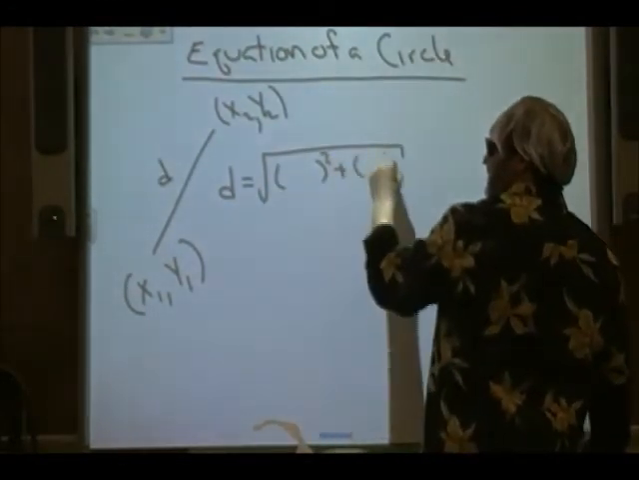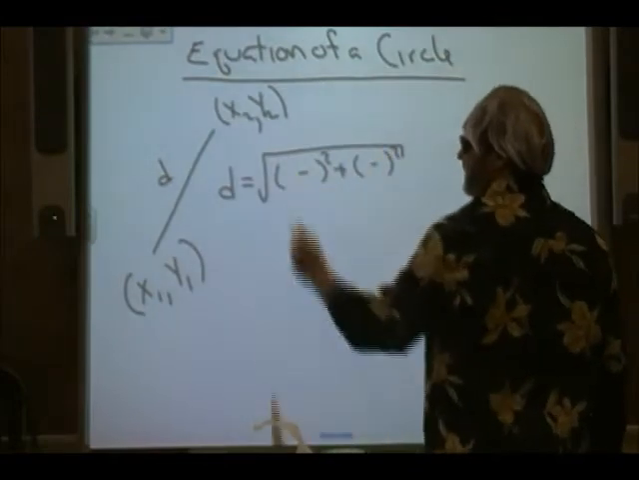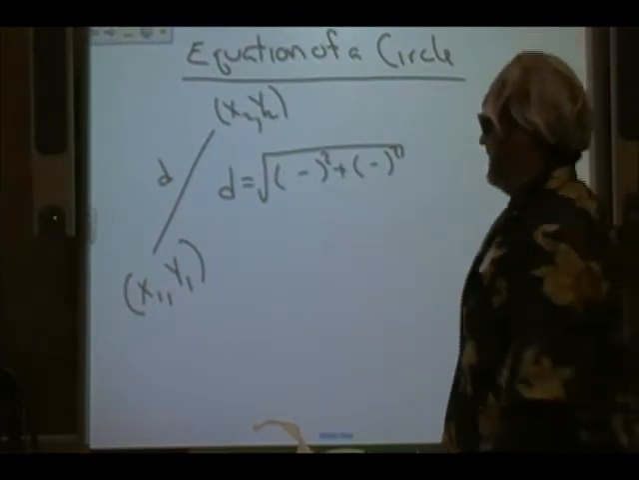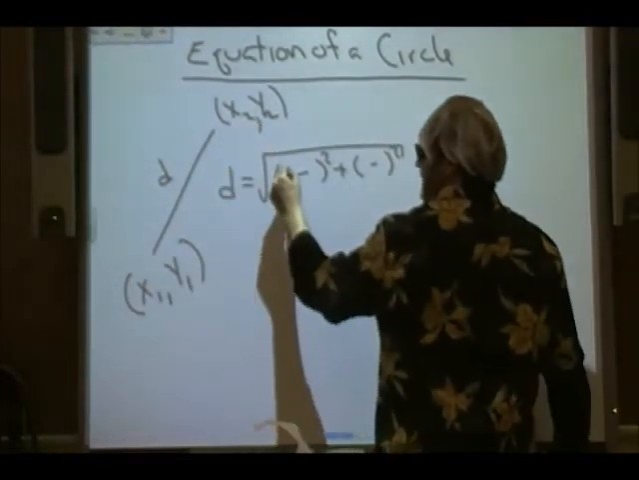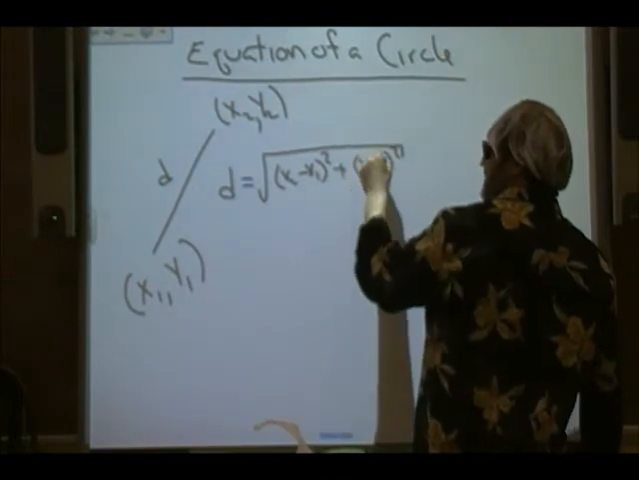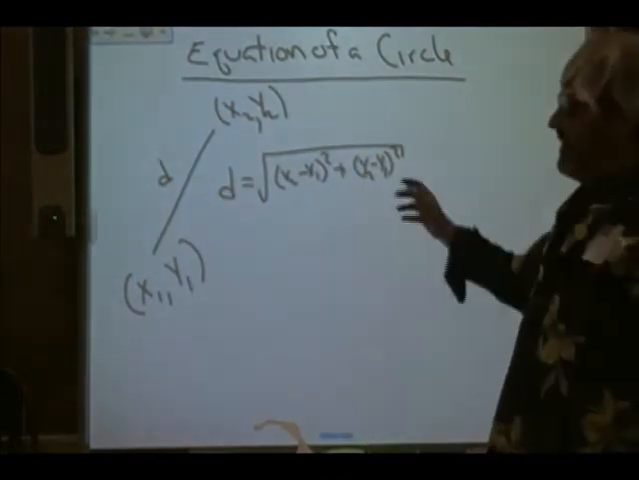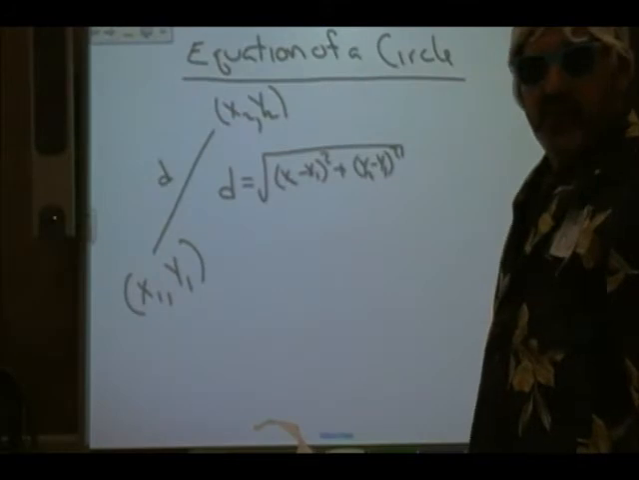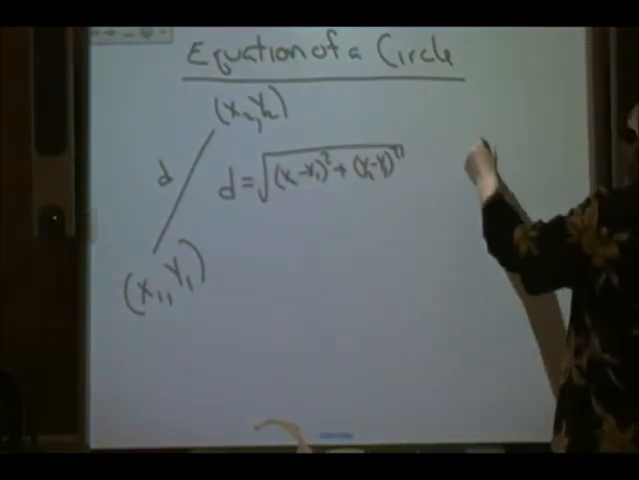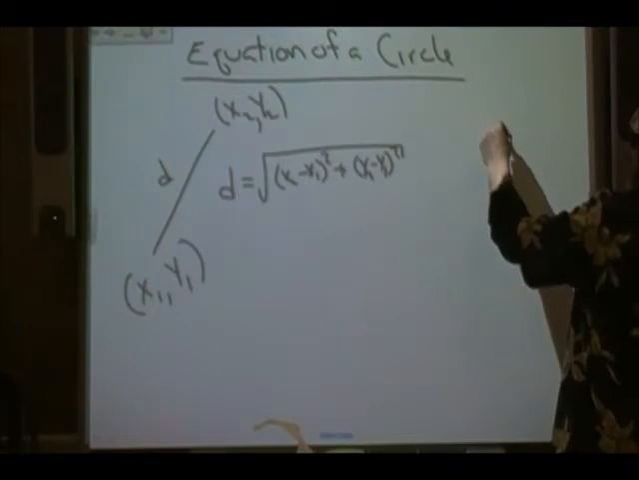Here's how I like to memorize it. I put a minus sign on minus sign. You put the x's in the first and the y's in the second. This is x2 and x1, and this is y2 and y1. That's the distance formula. So for an equation of a circle, they use the same formula, but different letters.